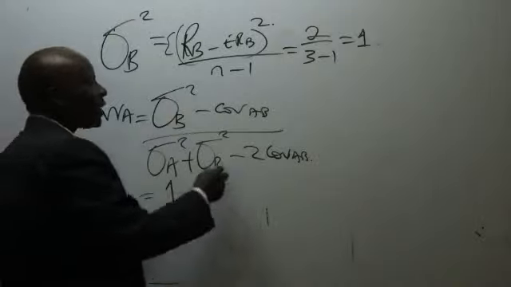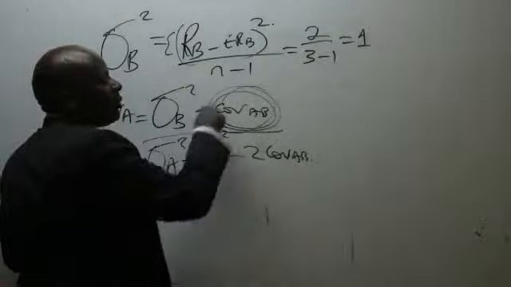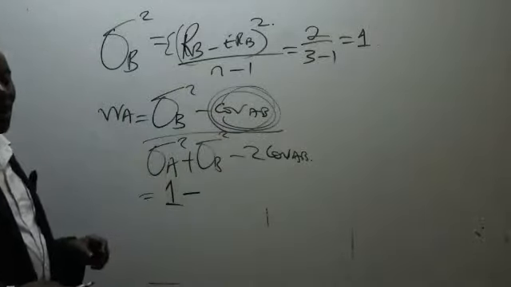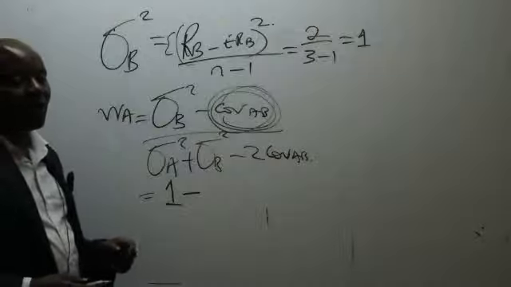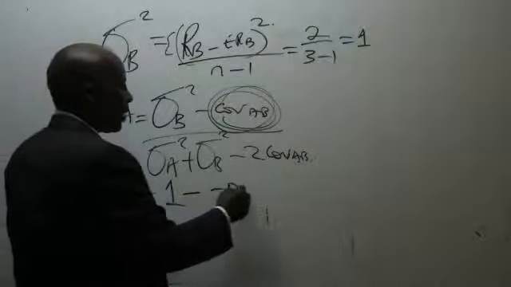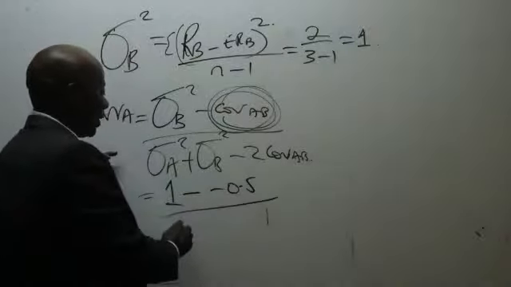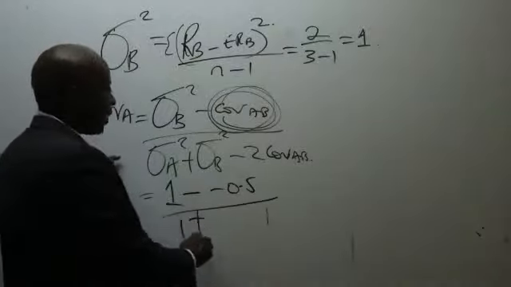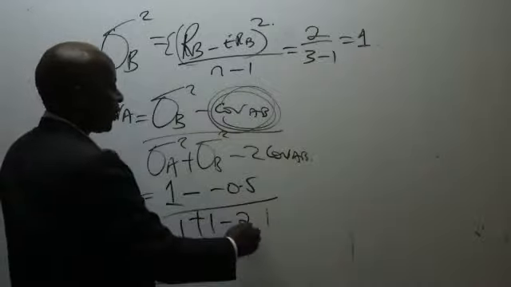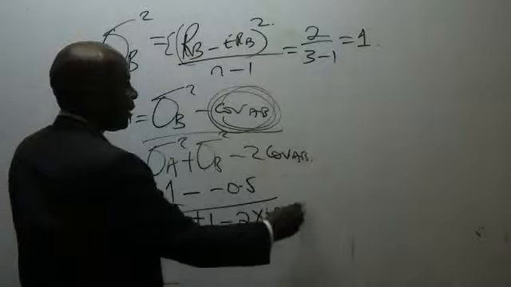Minus covariance of AB. Are you able to remember this covariance of AB? Already we had gotten it somewhere. Covariance of AB ilikuwa inakuja ngapi covariance? Minus 0.5, I'm being told, like that. All over variance of A is 1, plus variance of B, which is 1, minus twice, minus 0.5.